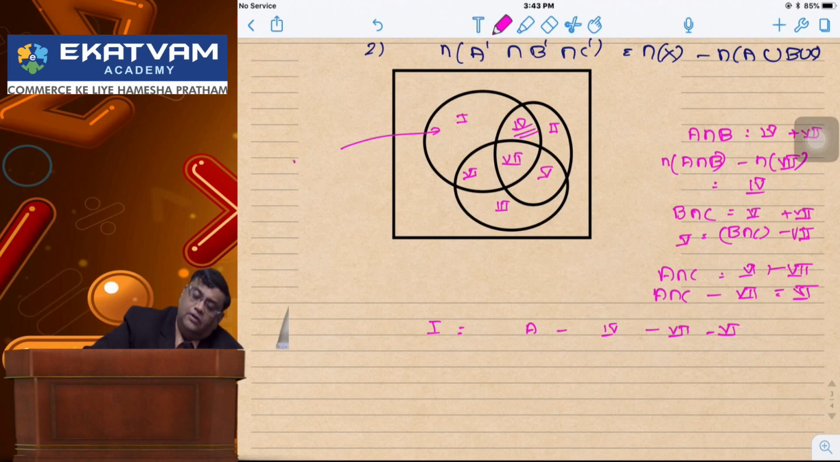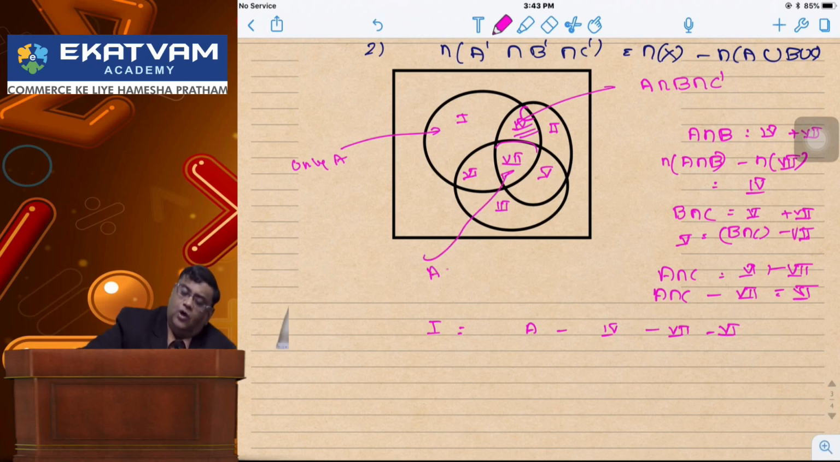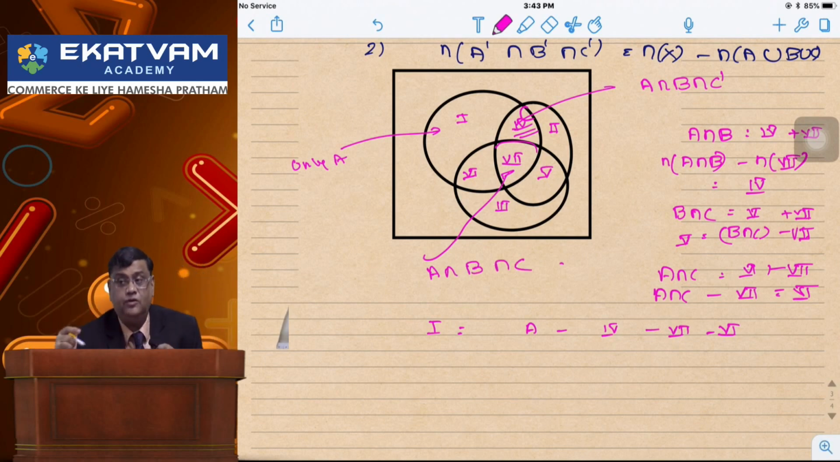This first region is only A. This 4th region is A and B but no C, because C goes from below. This 7th region is A also and B also and C also. Try to understand these regions and adjustment of regions so that problem solving will become very easy, because that is the first type of example based on these results. Is that clear? Yes. All right.